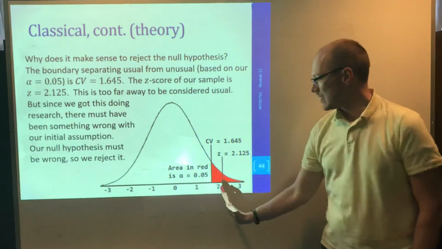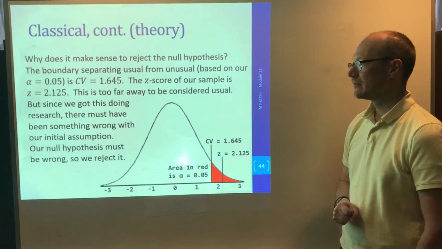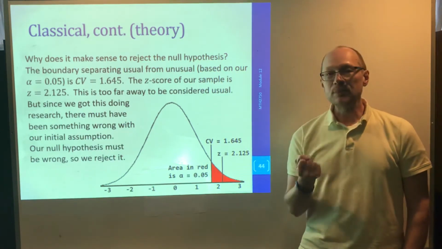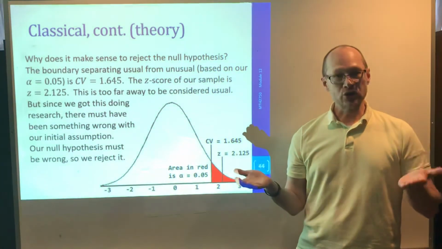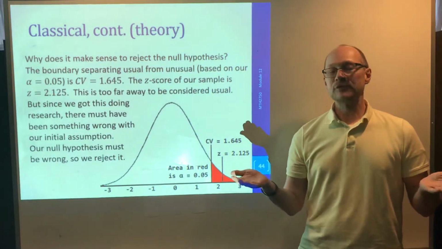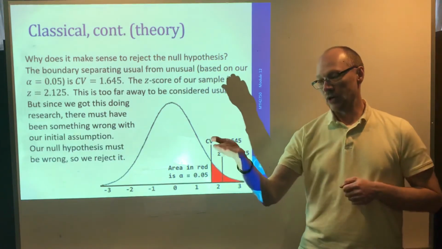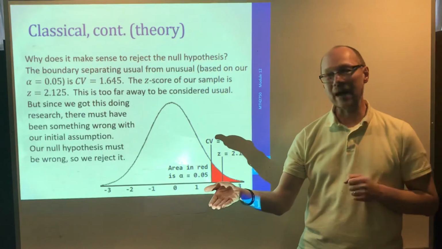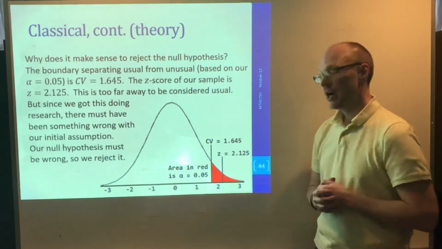And we found a z-score that is at 2.125. There is no way that a random sample of people is going to give a proportion of 53.4% if the true proportion of the United States is 0.5. It's just, you're not going to get that. You're only going to get that a very small portion of the time.